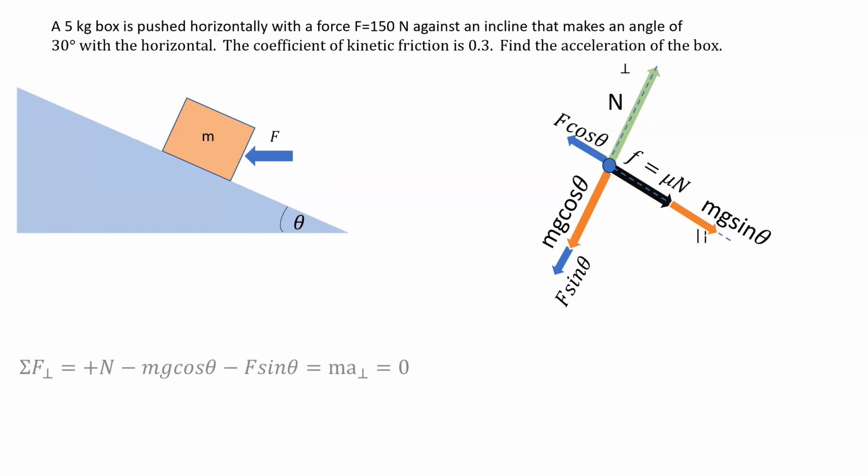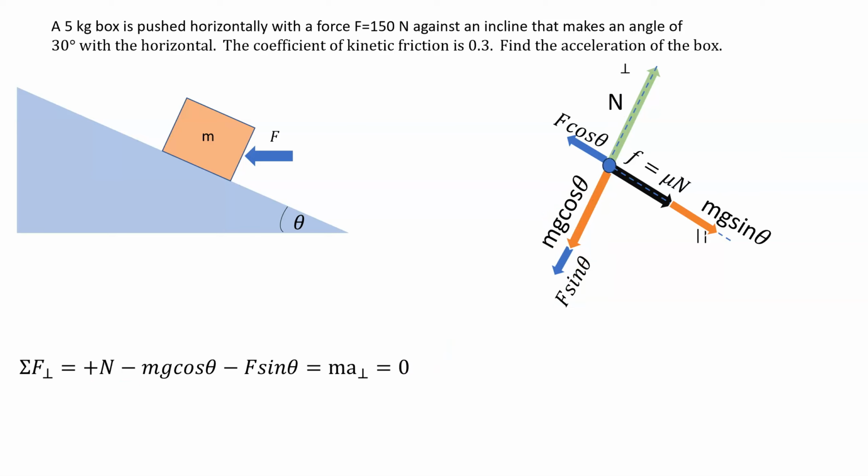I write Newton's second law in the perpendicular direction. Great. I should have N. I should have mg cos theta, and I should have F sine theta. N, mg cos theta, F sine theta, and that equals m a perpendicular, which is 0. That's why we set our axes up this way.